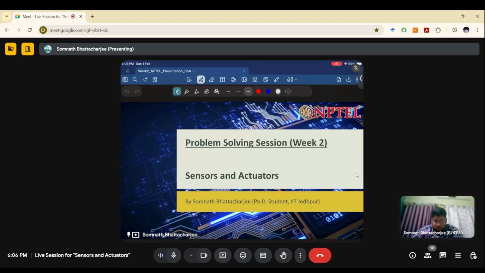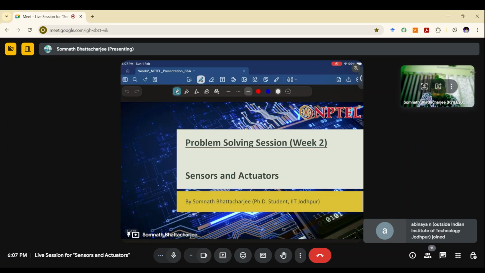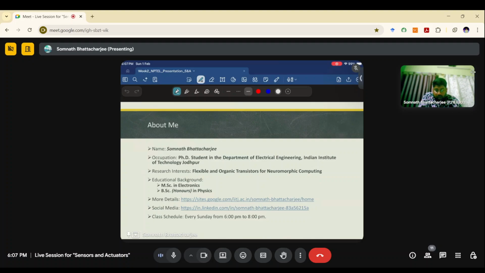Welcome everyone to today's session. This is session number 2 of this course titled Sensors and Actuators. This is a problem solving session conducted by me, Somnath Bhattacharya. I am a PhD student at IIT Jodhpur, pursuing my PhD in the Department of Electrical Engineering. My research interests are towards flexible and organic transistors for neuromorphic computing applications. Previously, I completed my bachelor's in physics and master's in electronics.